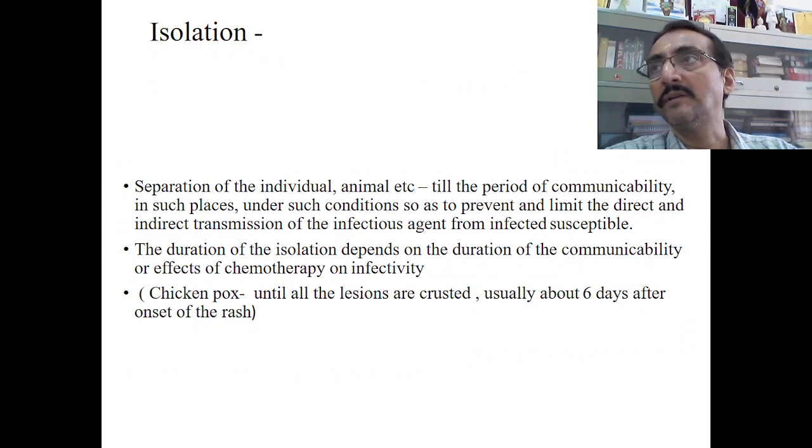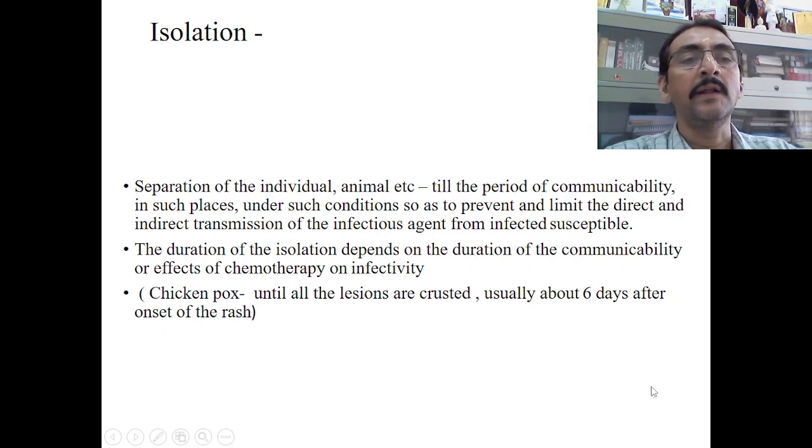Another is isolation. One more disease control measure which is commonly followed is isolation. Knowing all these things is very important to understand the Ayurvedic standards of guidelines. Now, separation of the individual or any animal, etc., till the period of communicability in such places. That means you have to separate the individual or animal from the reservoir or other sources of infection, till the completion of the period of communicability or infectivity, in such places, under such conditions, so as to prevent or limit the direct and indirect transmission of the infectious agent to susceptible persons. That is called isolation.